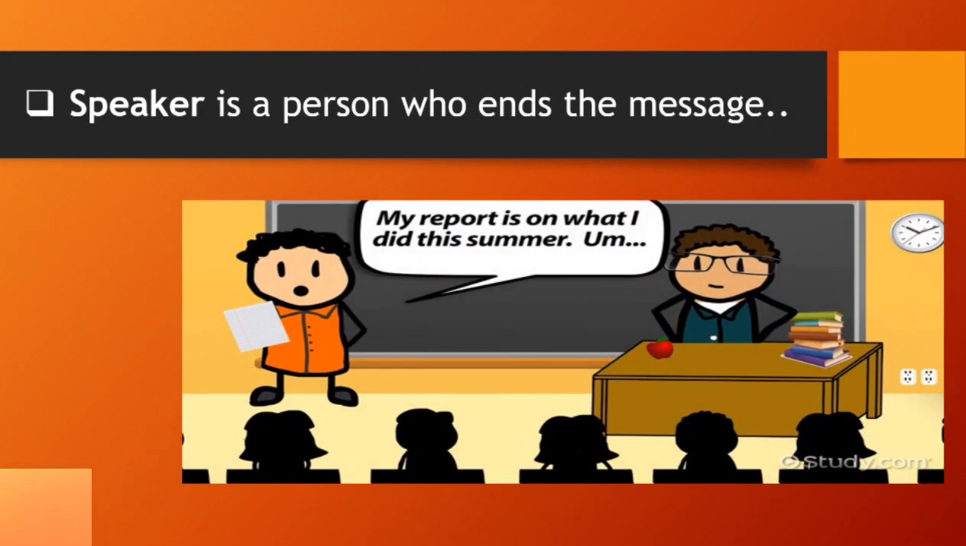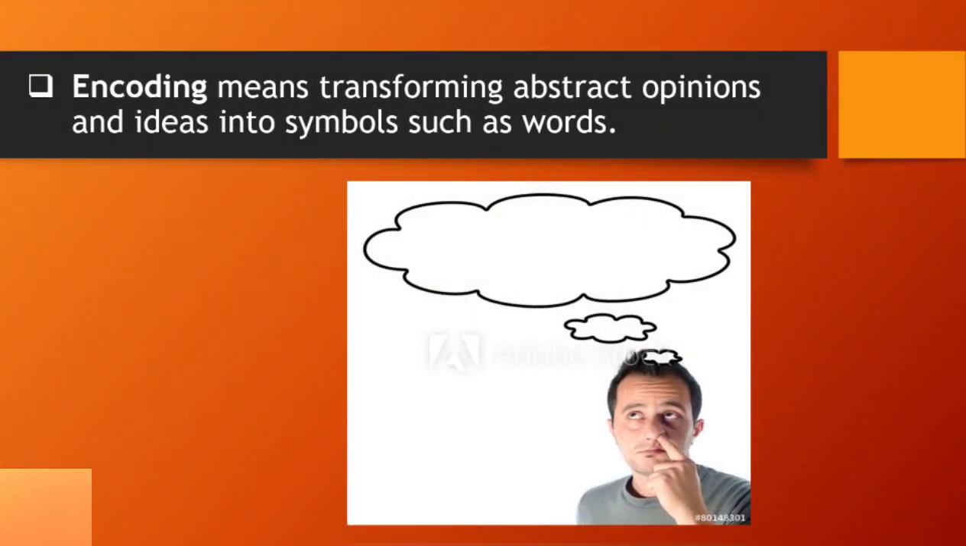The speaker or sender is a person who sends the message to the receiver. The sender is also known as the encoder of the message. The sender initiates the communication process and starts the procedure by sending a message or information. Encoding means transforming abstract opinions and ideas into symbols such as words, pictures, signs, and marks. A symbol might represent or indicate opinions, statements, and action.